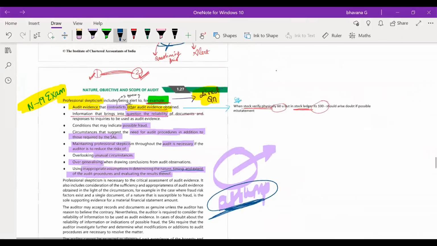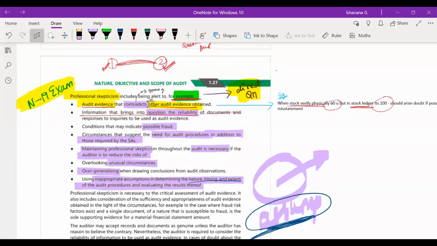So I'll just give you a fast glance. One is when one audit evidence is contradicting another. Next, if there is some information which makes you question the reliability, then also you have to be alert. Third is if there is possible fraud. Fourth is if you feel the need for performing additional audit procedures. Next, you have to maintain professional skepticism to reduce risk. Next is when you have unusual circumstances, and also whatever assumptions you had taken. All these things are examples of professional skepticism. These things you will only have to mug up. This is from the November 19 exam, a direct question.